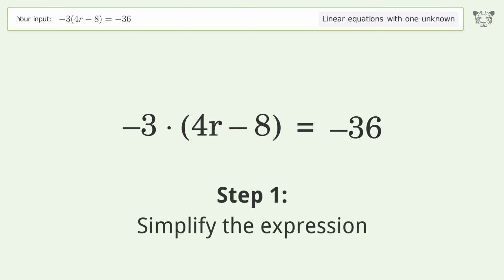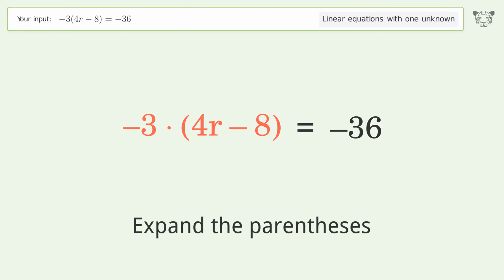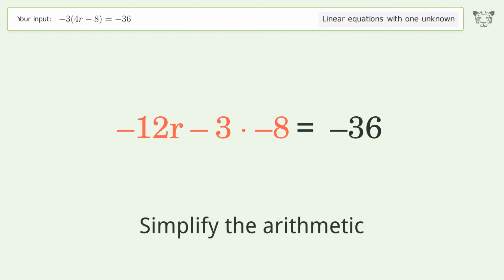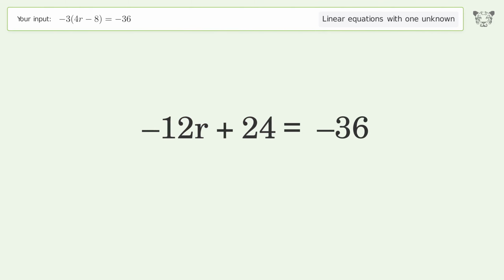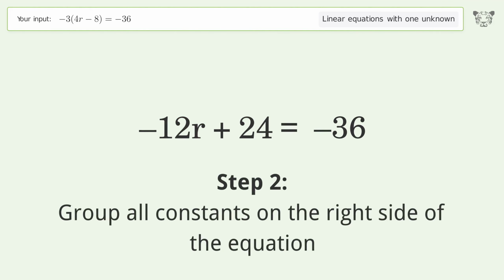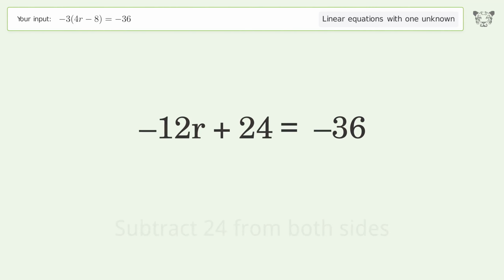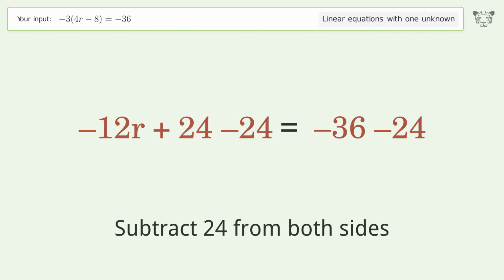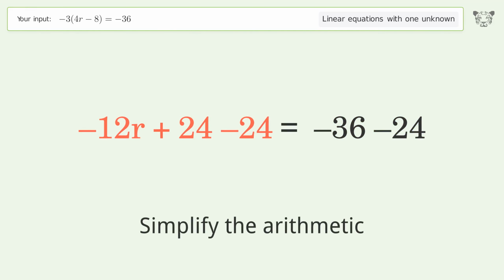Simplify the expression. Expand the parentheses. Multiply the coefficients. Simplify the arithmetic. Group all constants on the right side of the equation. Subtract 24 from both sides. Simplify the arithmetic.